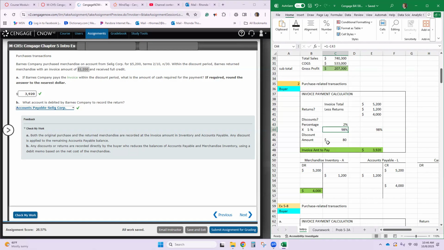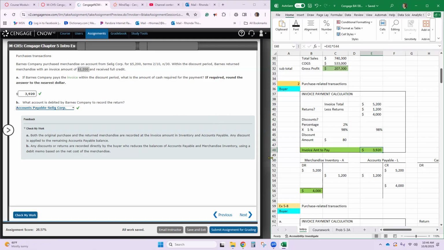And then I have a little calculation here that tells you the dollar amount of the discount, but this is the invoice amount to pay, right? When you take the 2% out, by taking 4,000 times 98%, that gives us a cash payment of $3,920. Okay, so that's what we're putting in here.